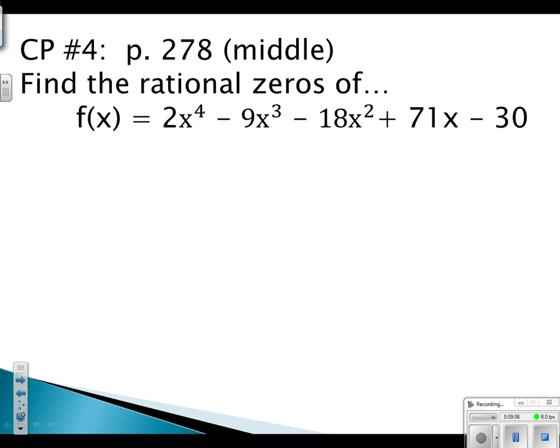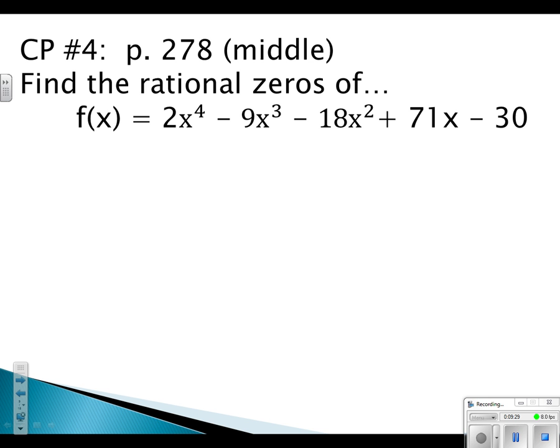Checkpoint number 4 on 278. Let's find the rational zeros of this one. Okay, now I chose this one. It's a little bit bigger. Our constant term's not too bad, our -30, but it does have quite a lot of factors for options. Also, our lead coefficient is no longer a 1, it's a 2. So we have more options for that part of our check.